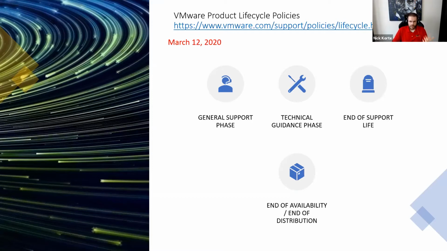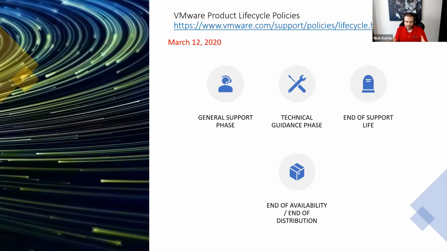Now, what does that mean? If you remember, general support starts on the GA date and it lasts for a specific time. And if you're under the general support phase, you get maintenance upgrades, patches, fixes, all the Sub 1, Sub 2 stuff, right? Then there's technical guidance. This may or may not be available depending on what kind of product we're talking about. When we're in the technical guidance phase, so for vSphere 6, we would be inside that now.